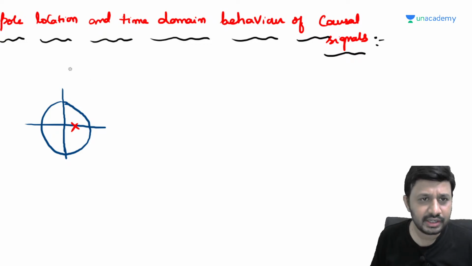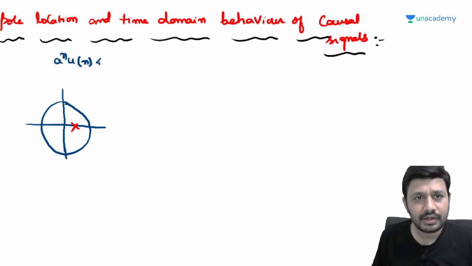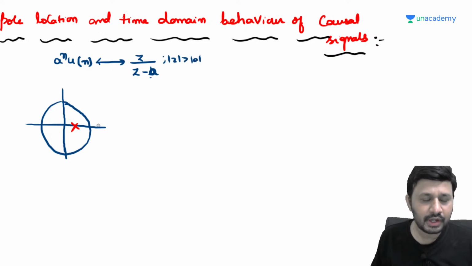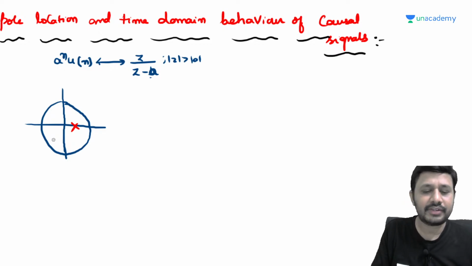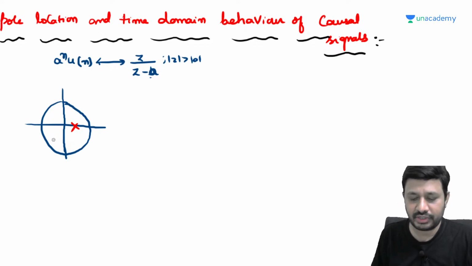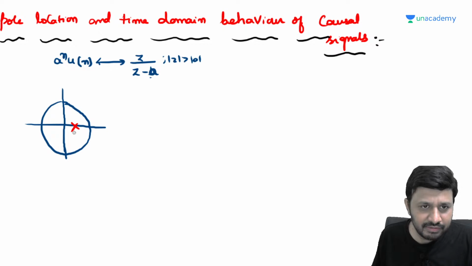Very interesting. Observe here. In order to understand this concept, first of all, we are going to verify the behavior of causal signals only. What is the Z transform for a power n u of n? It is z by z minus a, with mod z greater than mod a. Now, first case, suppose in the exam they gave this kind of pole zero plot and they are asking you, in time domain, what is the shape of the signal? Then how are you going to proceed? Look here. Say this pole is at 1 by 2, assume.